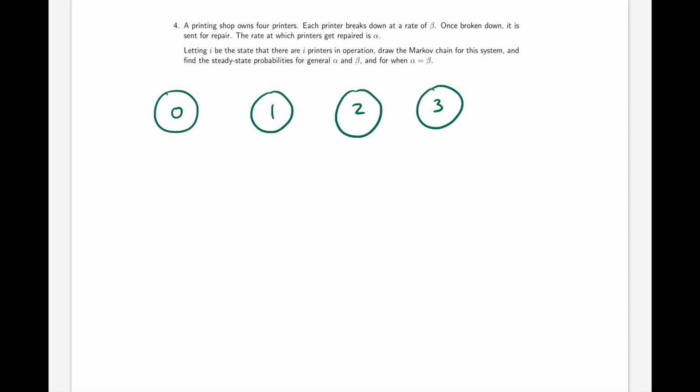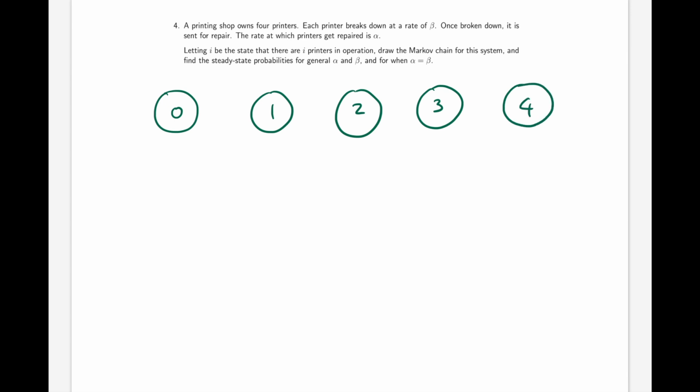Okay, first of all, is this a discrete time or a continuous time Markov chain? Because the question is ambiguous, but we know that there are rates of repair rather than probability of being repaired at a certain time. Therefore, this must be a continuous time Markov chain. What are our states? Well, there are 4 printers, and at any time, some of those can be out of service. So our states would be 0 printers in service, 1 printer in service, 2 printers in service, 3 in service, and 4 in service.